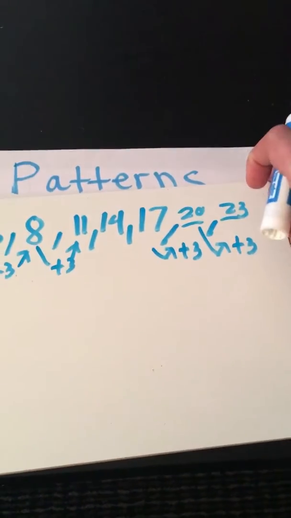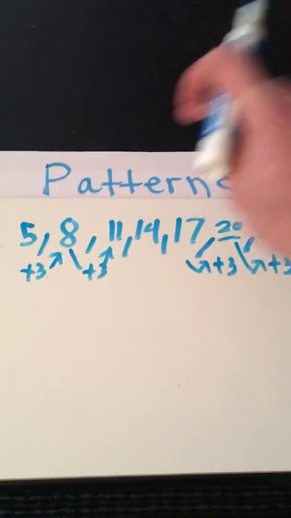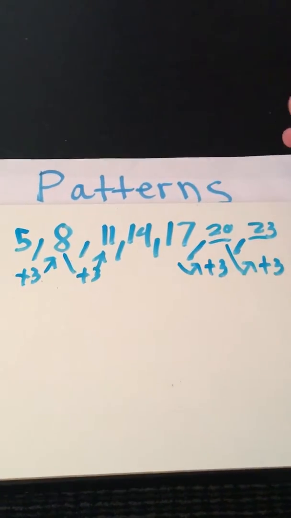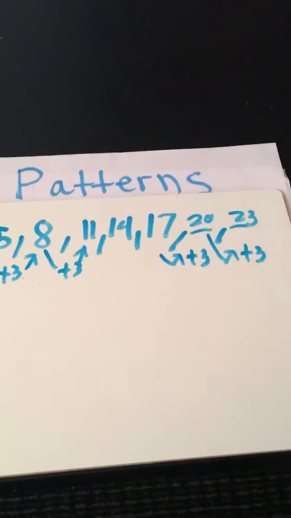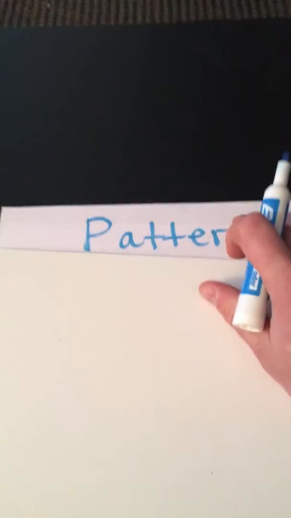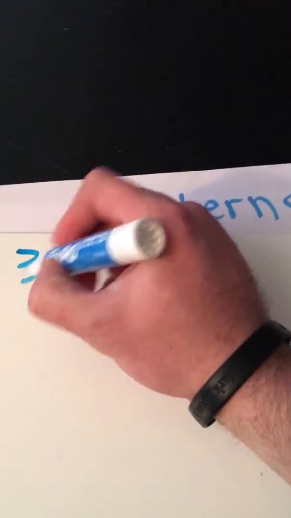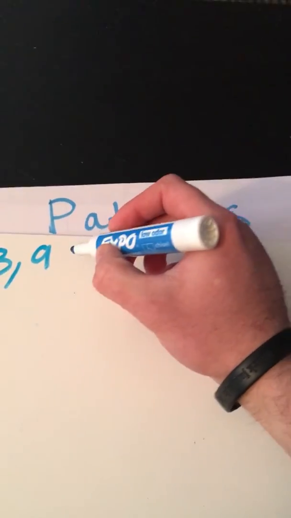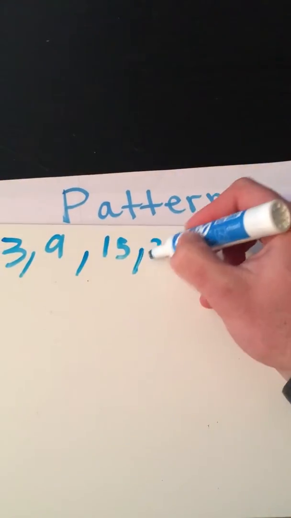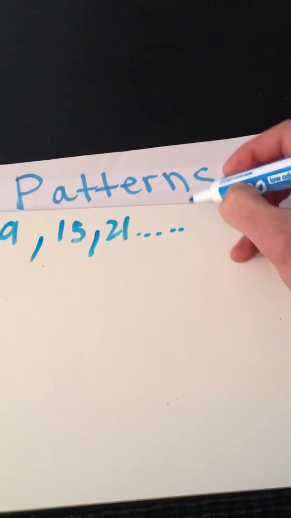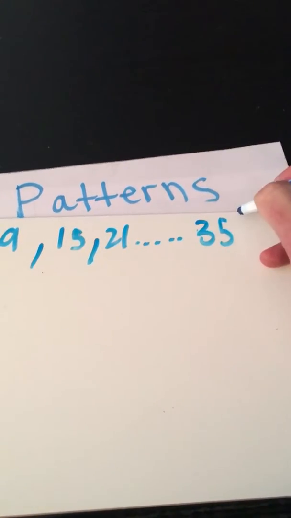Well, we're going to talk about today a little bit about the arithmetic sequence and how we can find a certain term with the given numbers and the use of a formula. So we're going to talk about finding something such as the 35th term in a sequence. So we got 3, 9, 15, and 21. And we want to find the 35th term.